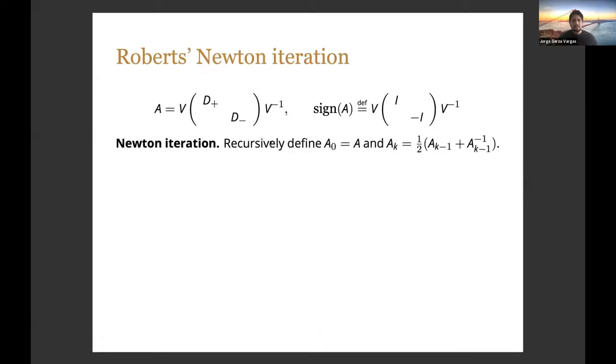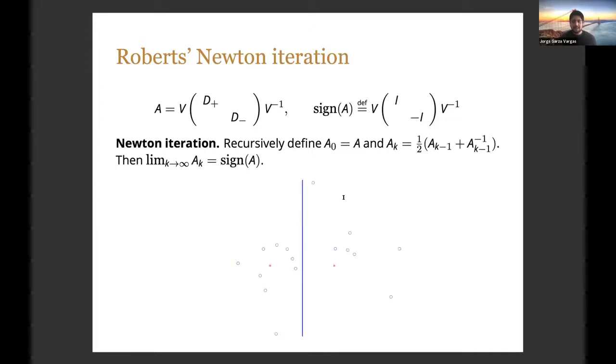The Newton iteration that Roberts introduced is as follows. You create a sequence starting at A, and then A_k is going to be the average of the previous term plus its inverse. It is not hard to show in exact arithmetic that this sequence converges to the sign function of A.